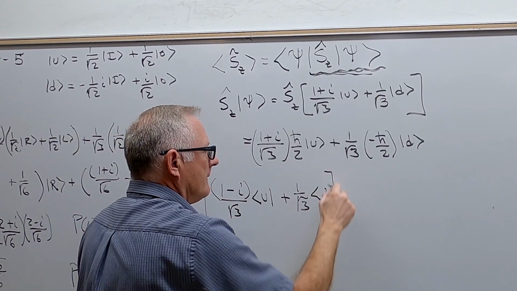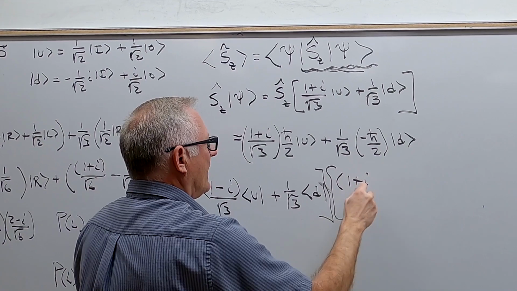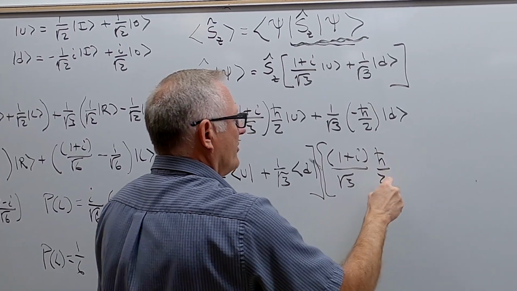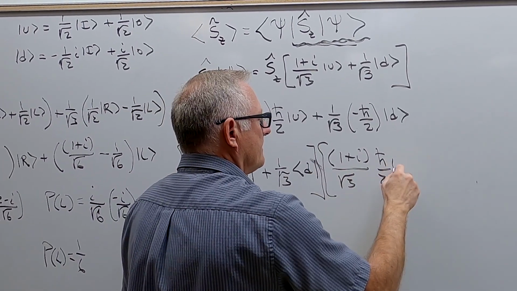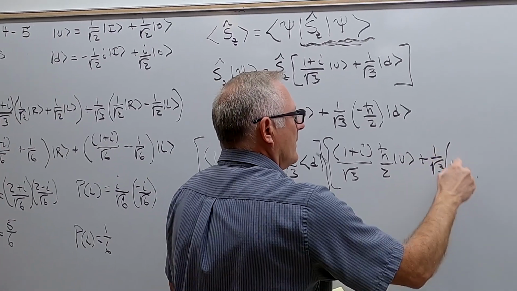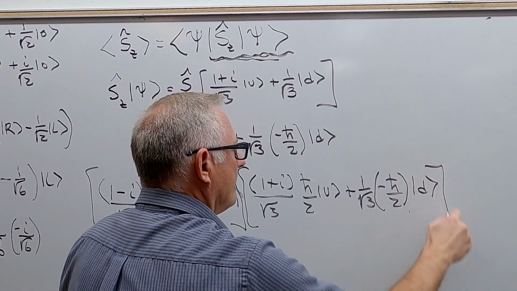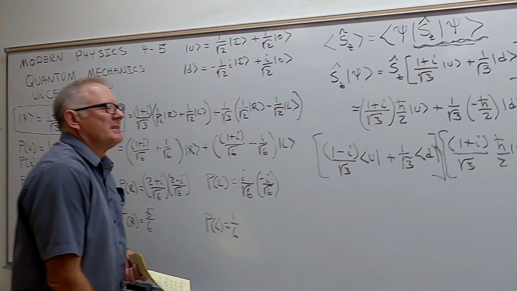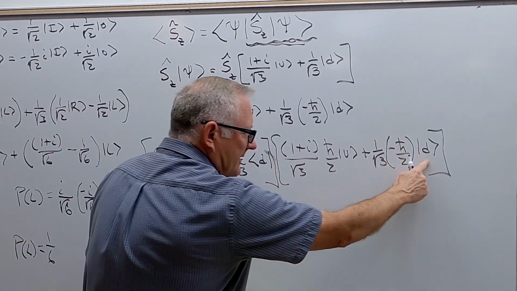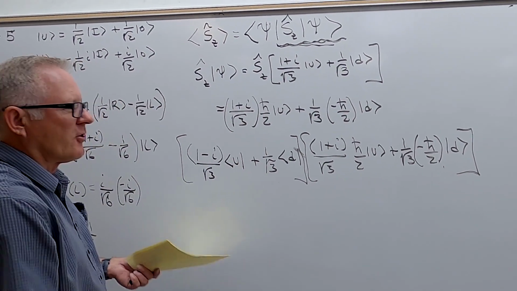So we've got this now: 1 plus i all over the square root of 3 times h bar over 2 up, plus 1 over the square root of 3 times minus h bar over 2 down. Okay, now I just have to multiply this through. We already know that up up is 1, up down is 0, down up is 0, and down down is 1. So I don't have to worry about the cross terms.